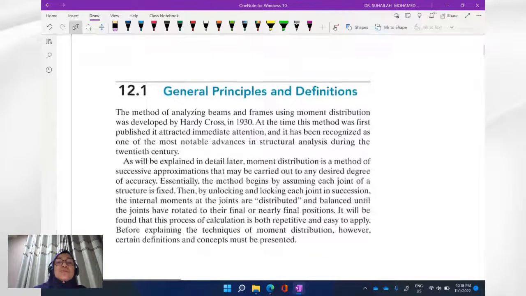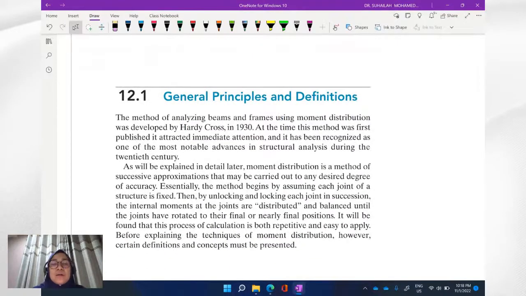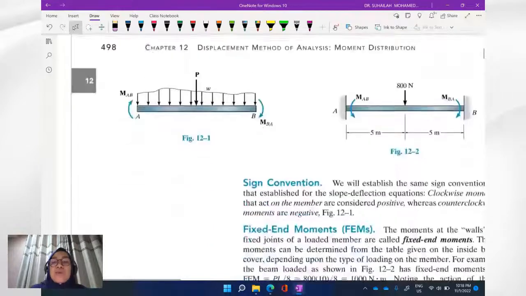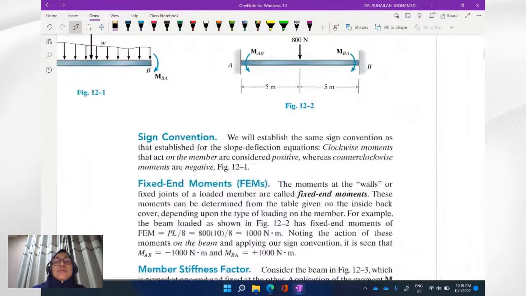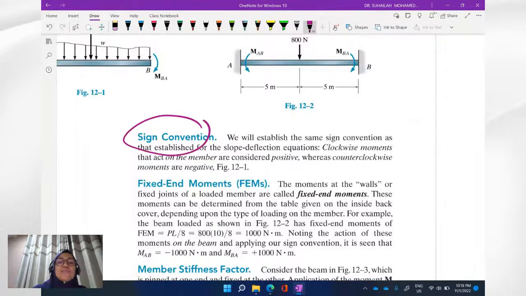Okay, so this is the basic story about the moment distribution method. I just want to highlight the terms, the output, and the important terms that students need to know. This is about what I have told just now.